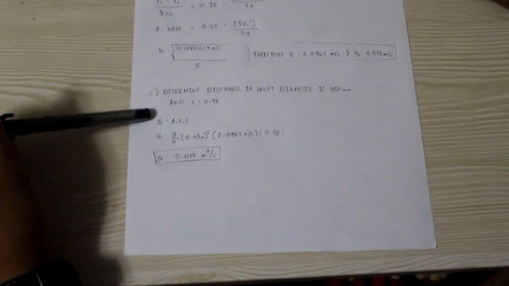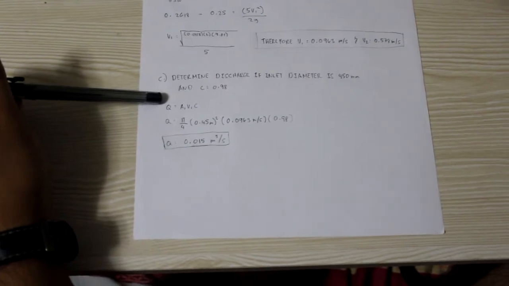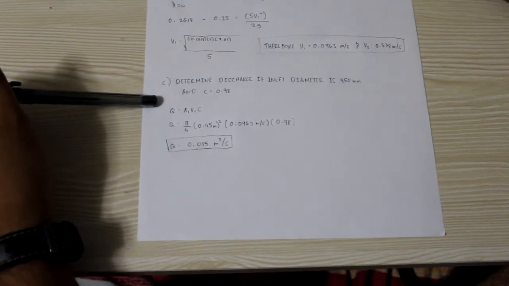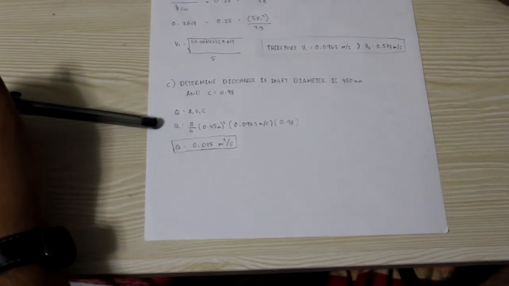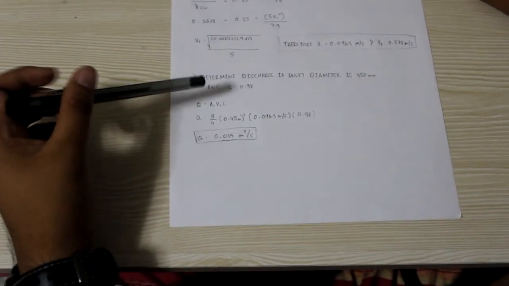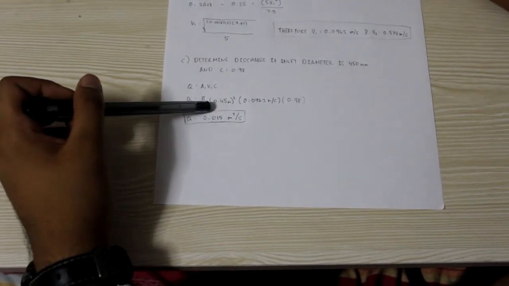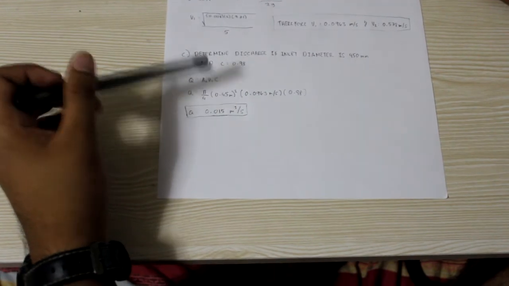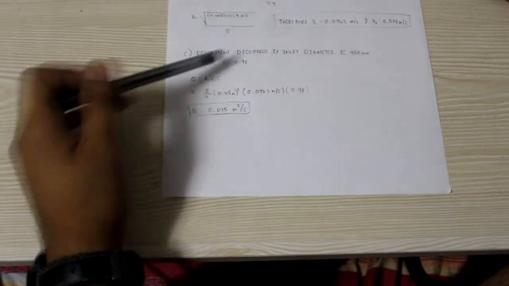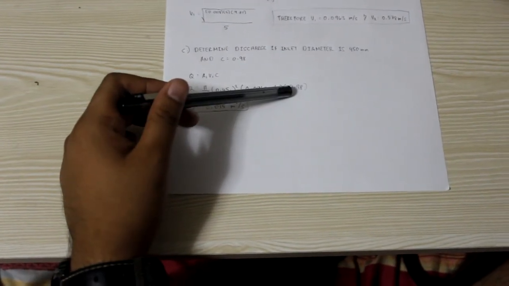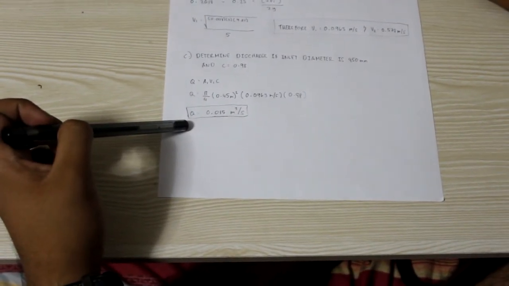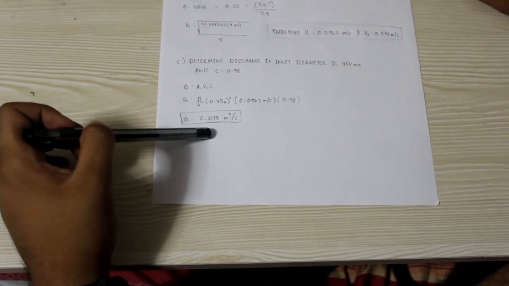And then the last problem, which is to determine the discharge if the inlet diameter is 450 millimeters and C is equal to 0.98. So the equation for getting the discharge is equal to area times velocity times coefficient. So the area, which is pi over 4 times 0.45 meters squared, is multiplied by 0.0963 meters per second, which is our velocity 1, and the coefficient, which is 0.98. So by solving this, we get the discharge, which is 0.015 meters cubed per second.